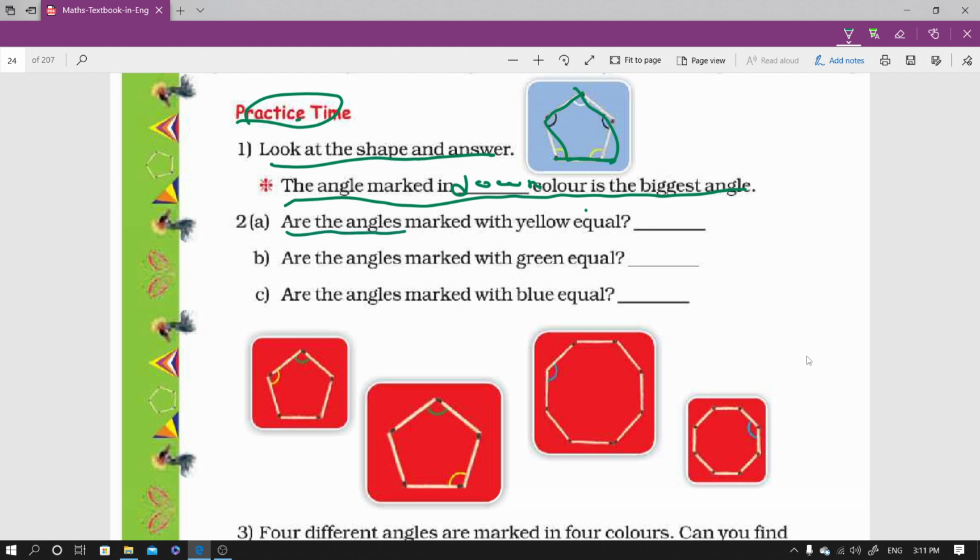Are the angles marked with yellow equal? Yellow is equal. Yes. Are the angles marked with green equal? No. Are the angles marked with blue equal? Okay. No.